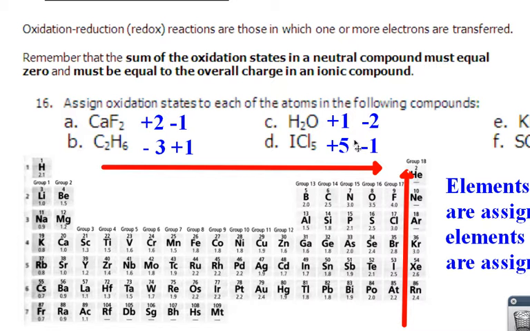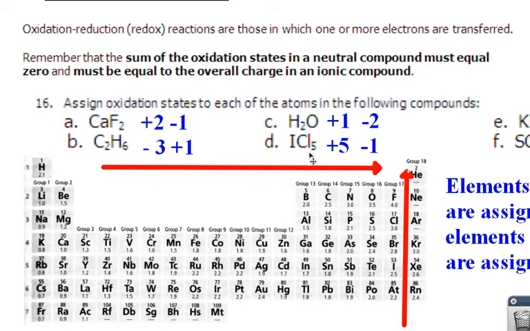Water is also easy to break apart. Hydrogen's weaker than oxygen. Hydrogen's a 2.1. Oxygen's a 3.5 on this scale. So oxygen would take the negative value. Hydrogen would take the positive value.